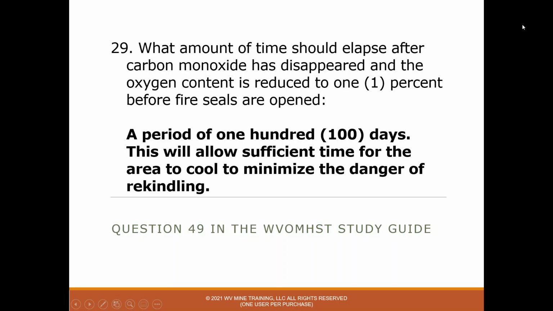So after we think the fire's out, after there's no carbon monoxide and the oxygen has been reduced to 1%, and maybe we've used nitrogen to inert that area to 1% oxygen or less, we're still going to wait 100 days before we open those seals so it doesn't rekindle. And someone told me that's on the test, and they do ask for the period of time, so you need to remember that 100 days.